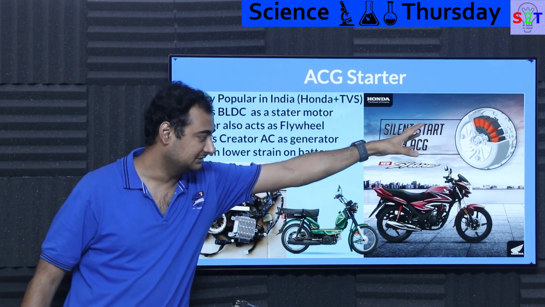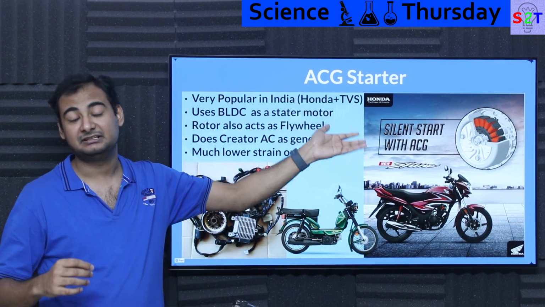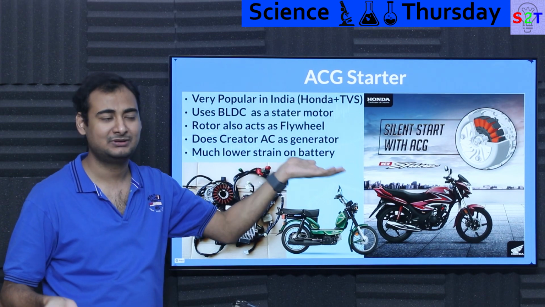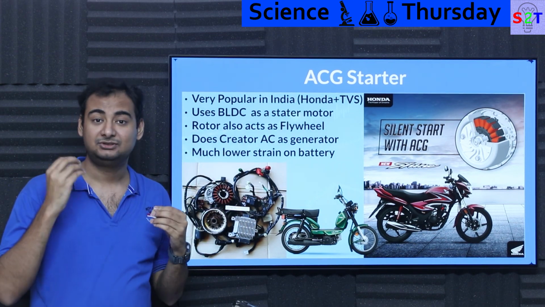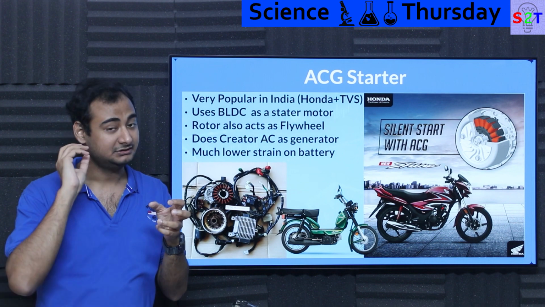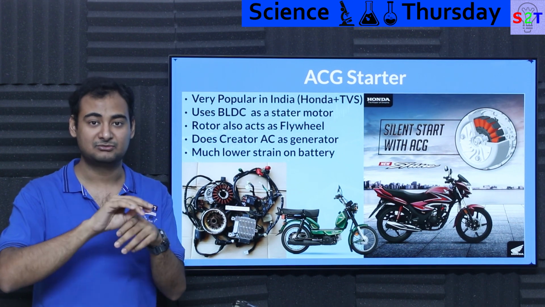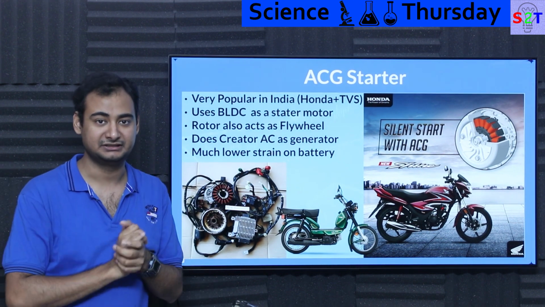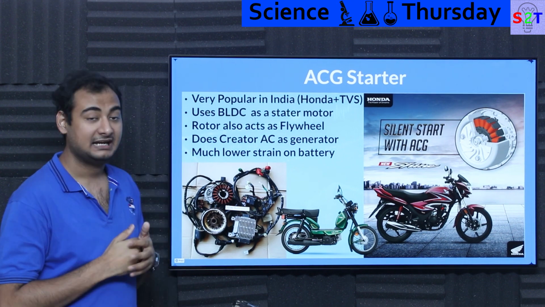So that's the whole point of the BLDC motor. Now the benefit of that is it improves mileage. You're like, how the heck will it improve mileage? Well, before this we had two systems. You had a generator and you had a starter motor. Now throw both of them away, just have one big thing in there. Awesome. Now BLDC acts as a starter motor.